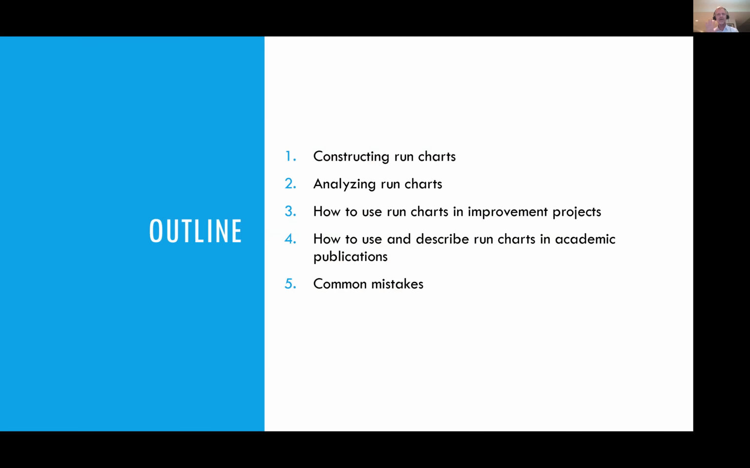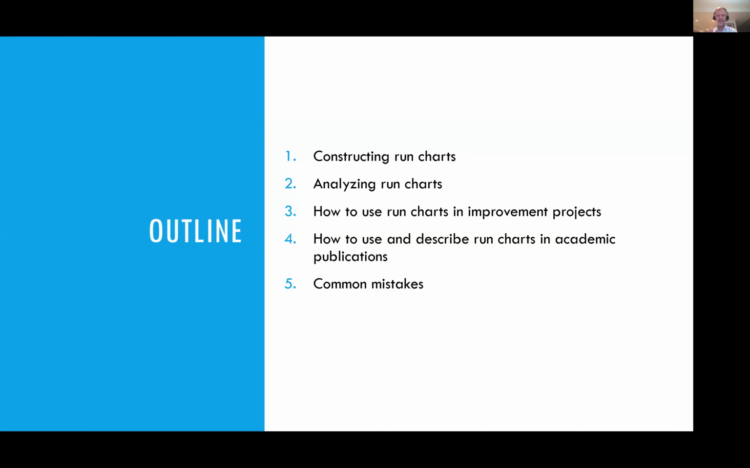And I'm going to go into the math behind the run charts because I think this helps you understand them better. And then I will come on to the more practical stuff, some tips for how to actually use them in improvement projects, and then also how to use and describe them when you're writing articles for publication. And then finally, I'll end with what I see as some common mistakes with using and talking about run charts. And we'll have time for questions and discussion after most of these sections.